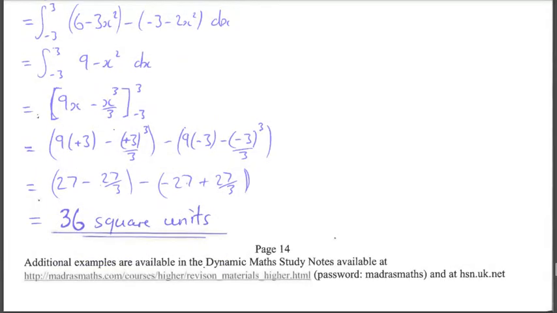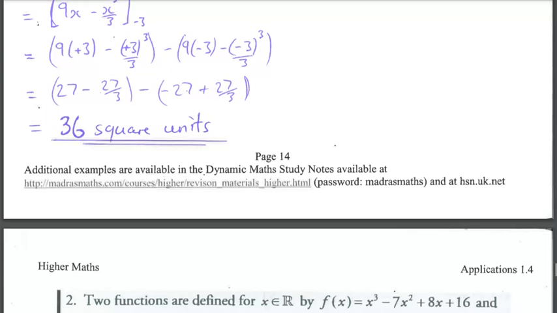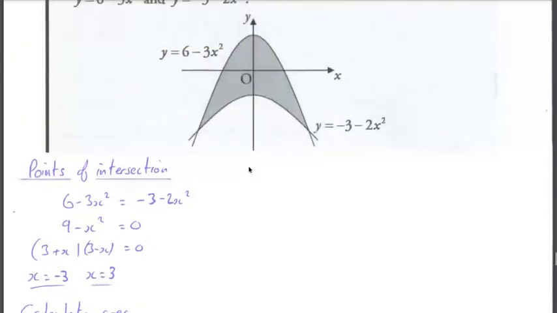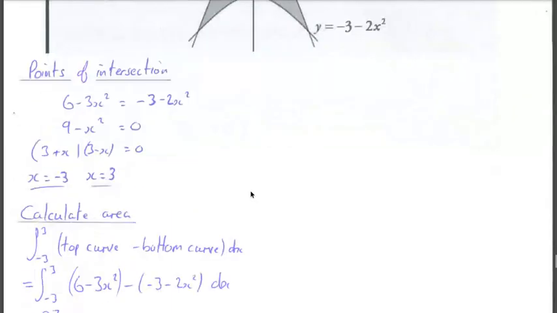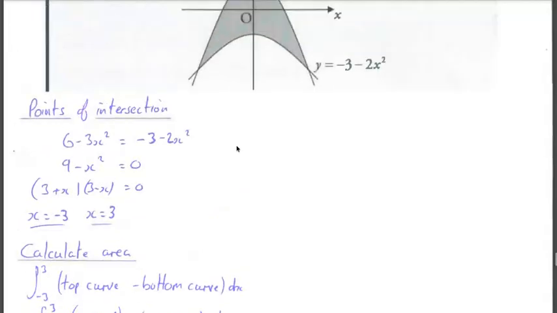Right, there's a couple more examples. I will do those in separate videos, but the method will remain the same. Find the points of intersection if necessary. Sometimes they're given, sometimes they're not. And then just the integral of the top curve minus the bottom curve, or the upper curve minus the lower curve, between those 2 points of intersection.